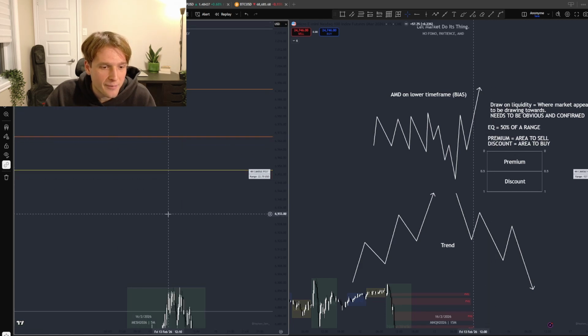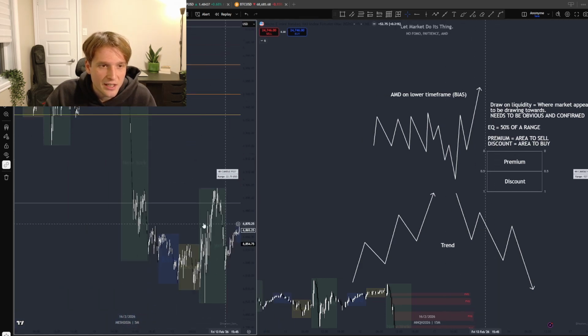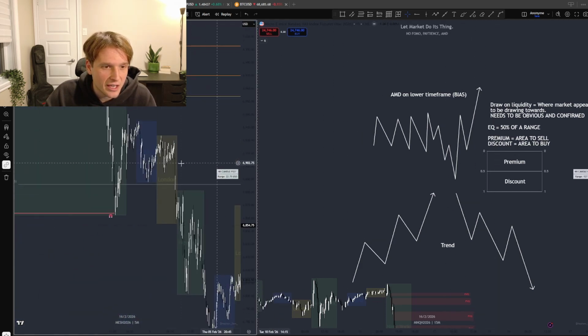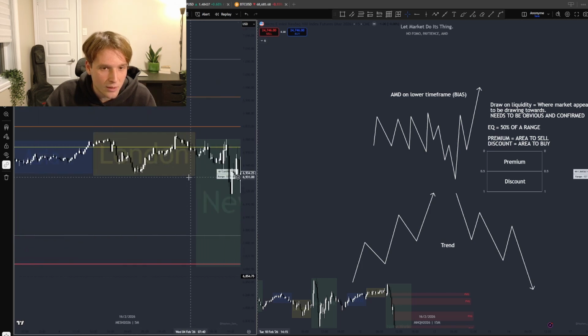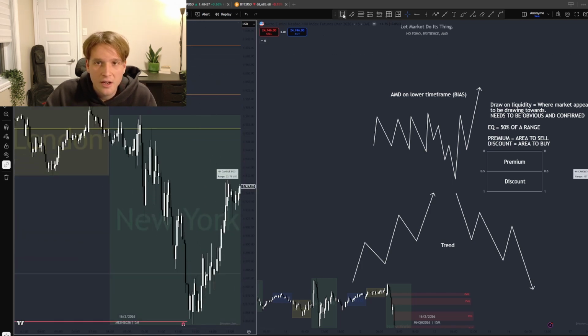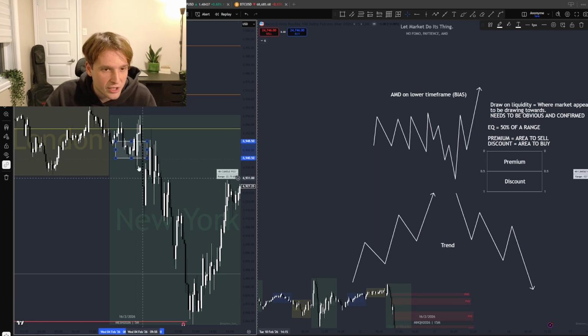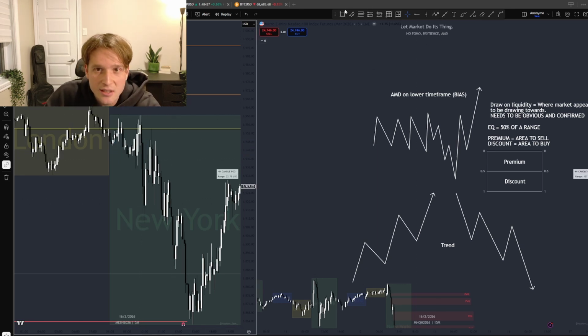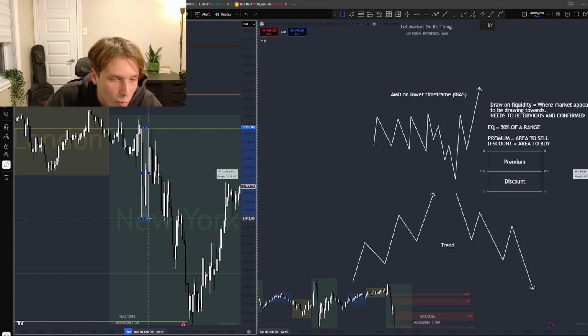If you drop down to the 5-minute, you can even see that we most likely have the AMD model that you guys love so much, right? Right here: accumulation, manipulation at market open, distribution. What is this? This lacing down here? Confirmation that we're ready to go to our draw.